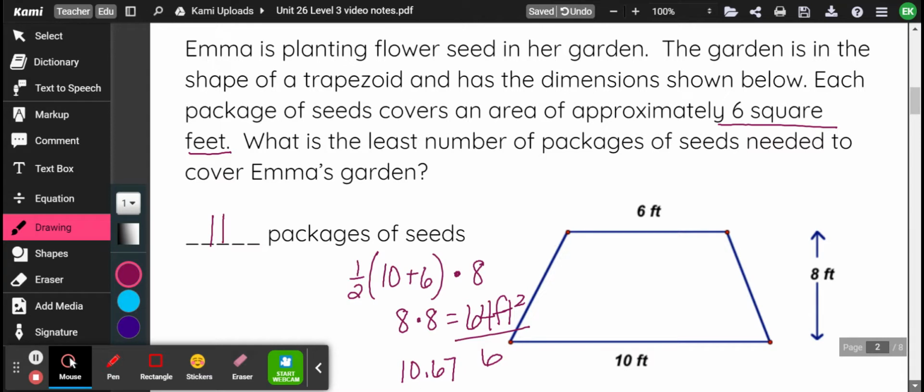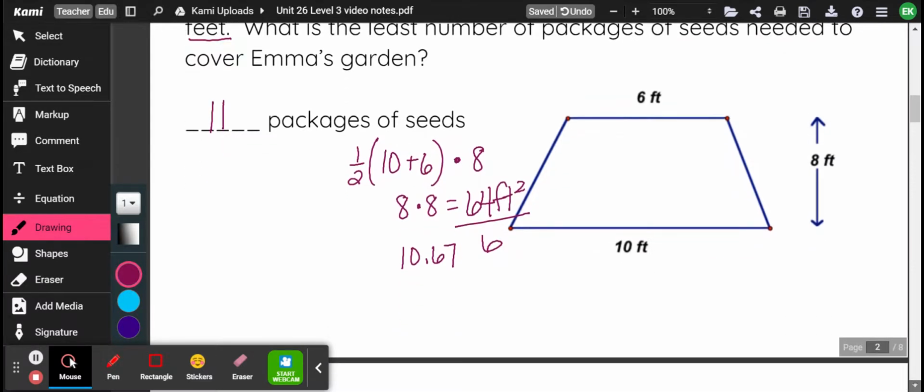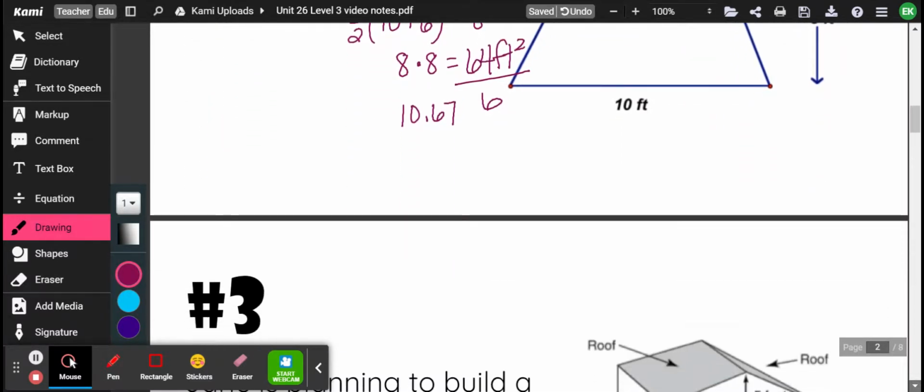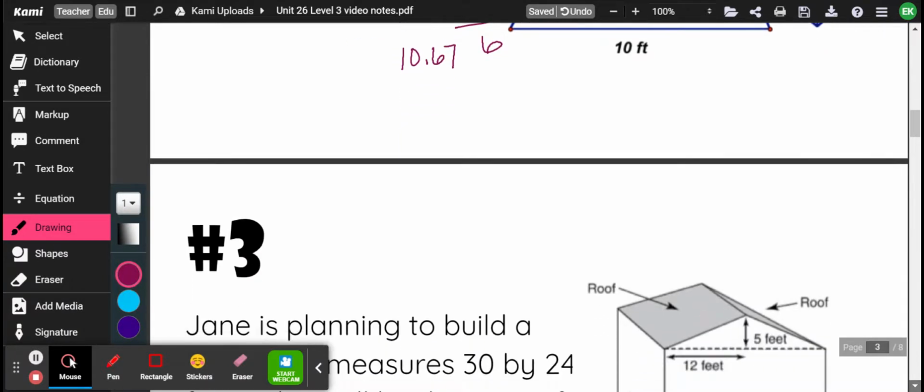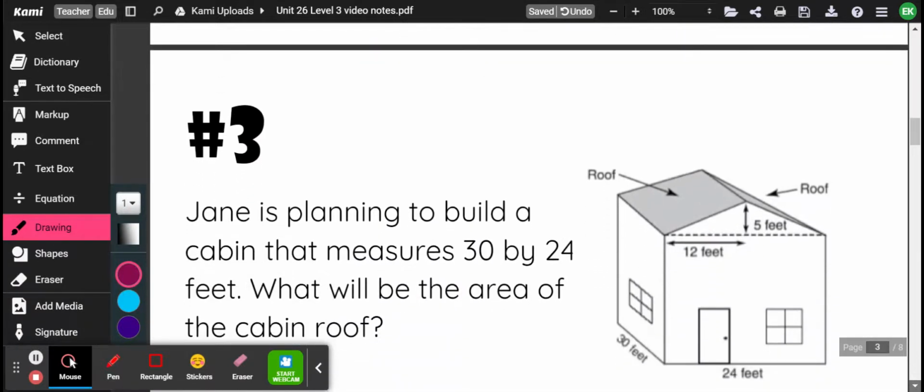Think about your answer, that it makes sense, okay? Yeah, 10.67 packages, but I can't go to the store and say, hey, can you give me 0.67 packages of seeds? Doesn't make sense. I need to round to 11.